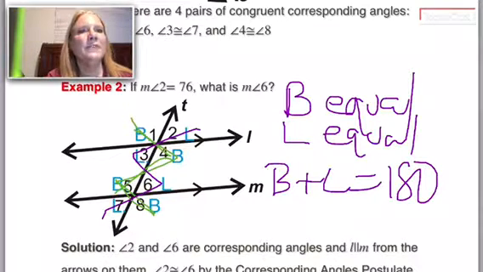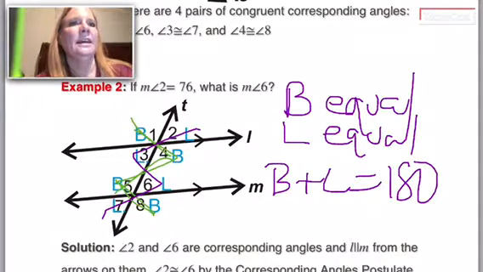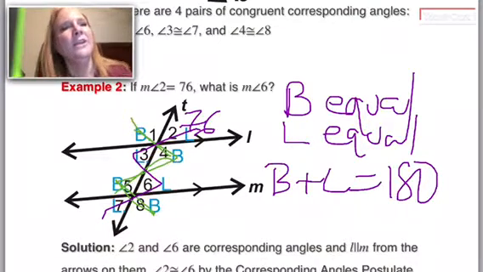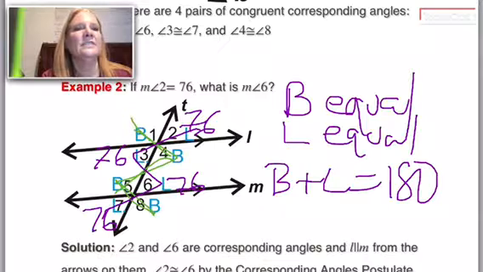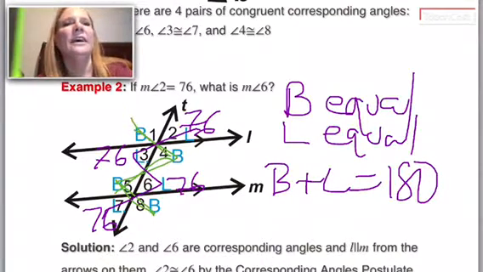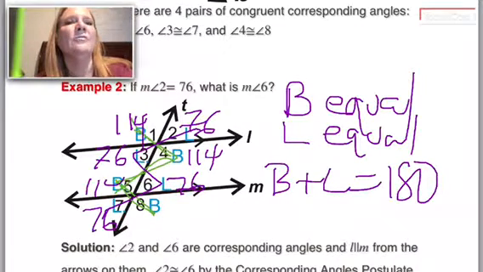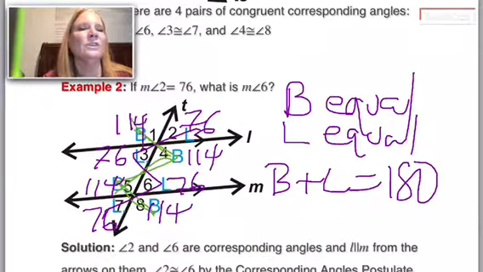Based on knowing that angle 2 was 76 degrees, we know that every angle here that has an L is 76 degrees. And then we can subtract 76 from 180 and get 114, and that means that every angle here with a B on it is 114 degrees. So when we have parallel lines and a transversal, if you know the measure of one angle, you can give me the measure of all the angles.